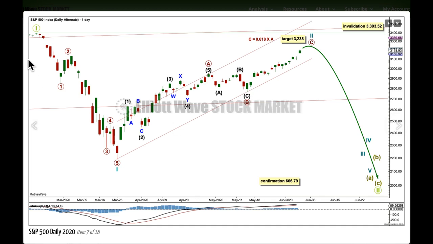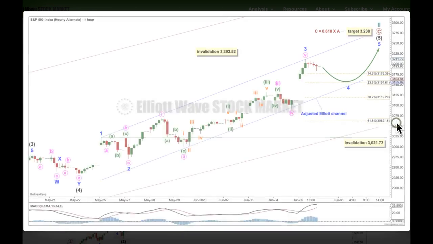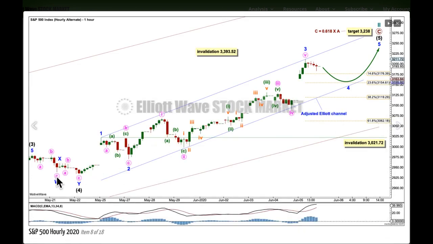At the daily chart level, here it is, the end of grand super cycle 1 and the start of grand super cycle 2, with cycle 1, cycle 2 may not move beyond the start of 1. The invalidation point, the target, the channel, everything is the same. It's just all 1 degree higher. At the hourly chart level, it's all the same. It's just 1 degree higher. So I'm going to use the channel, the invalidation point, all of it in exactly the same way.